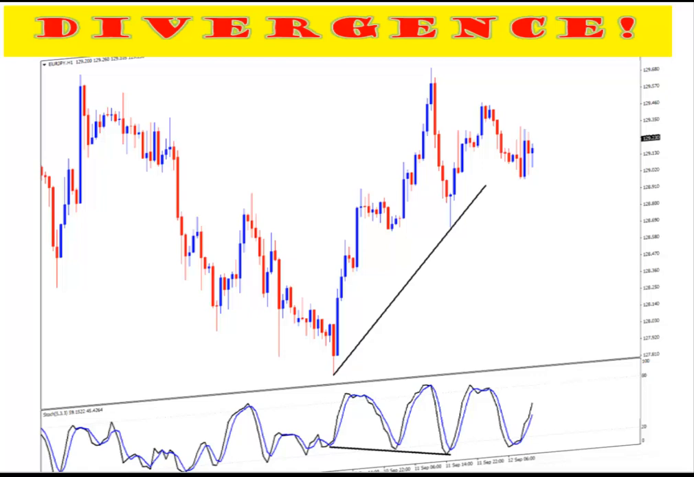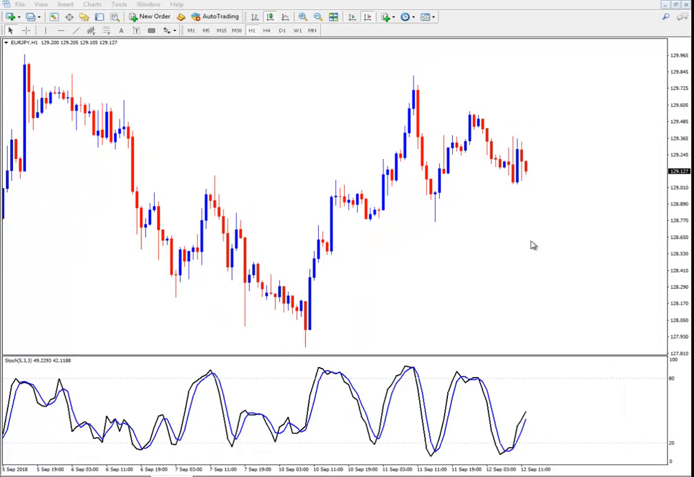Hello guys, today I'm going to show you another very effective strategy, and this is the divergence strategy. Today I'm going to show you a divergence with stochastic. So I put my stochastic indicator here, and now I will show you how this stochastic indicator can be used in our divergence strategy. So let's begin.